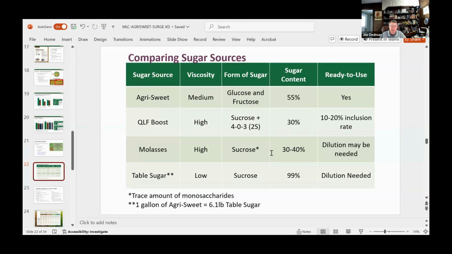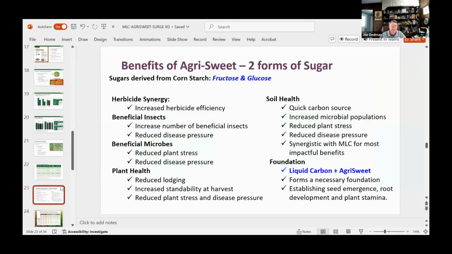You have molasses, which many farmers try to use, but it's a mess. It's sticky. It stops up strainers sometimes, and it's only 30 or 40%. And then you have regular table sugar you go to the grocery to buy, but it's also only one form of sugar. So you do get advantages in using two different forms of sugar in the plant because that is very beneficial to it.